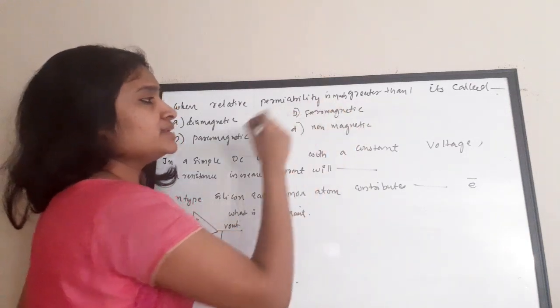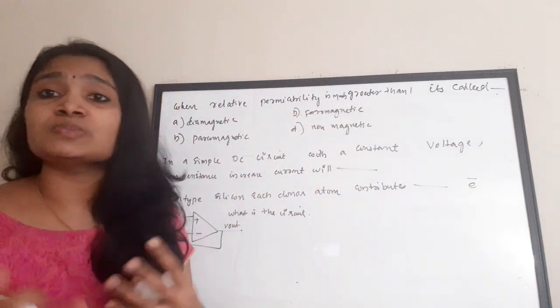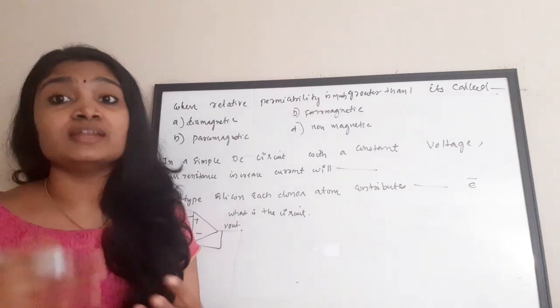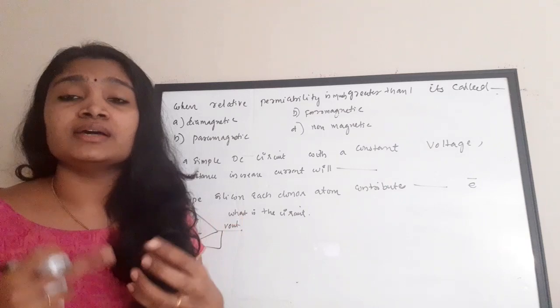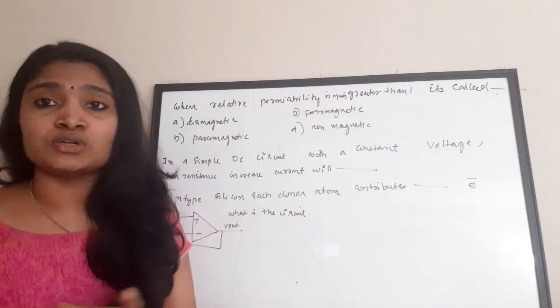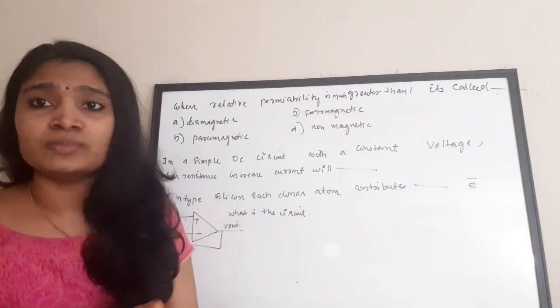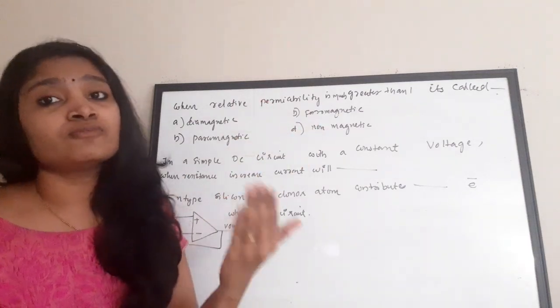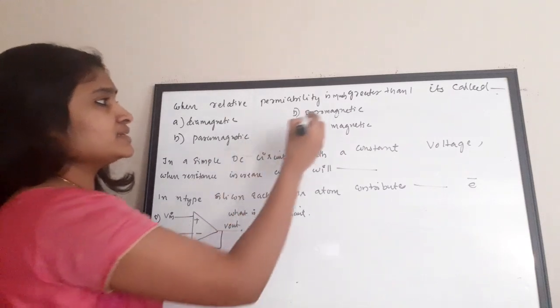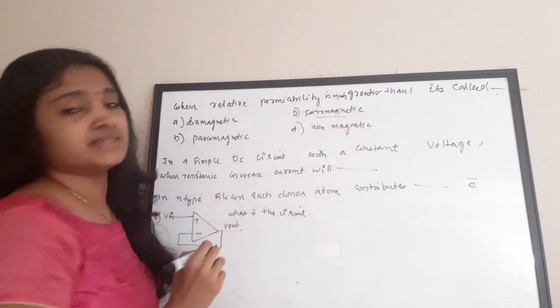These ferromagnetic materials have spontaneous magnetization. They will get magnetized very fast. So they have a relative permeability. We are generally saying relative permeability, not permeability, but relative to the material. Its relative permeability is much greater than 1. So these types of materials are called ferromagnetic material.